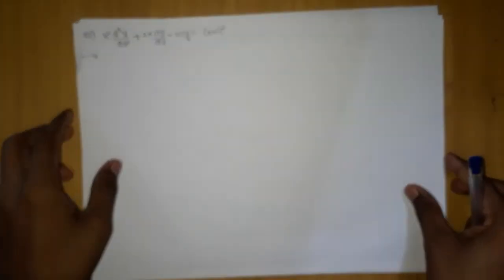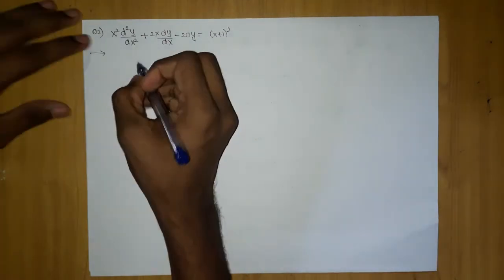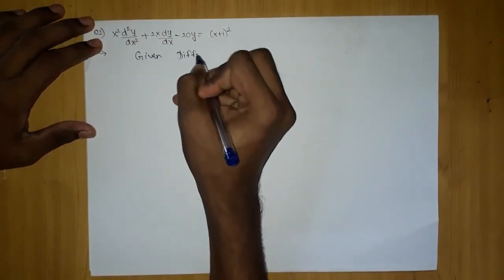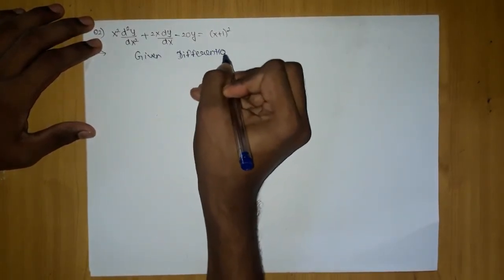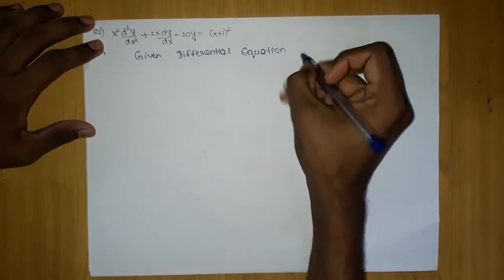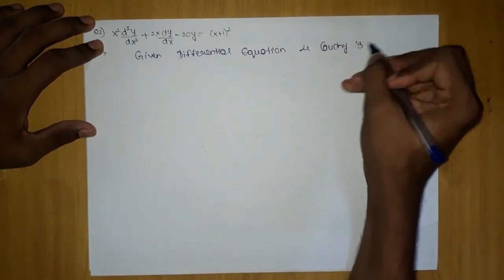So let's take the next question. The question is x squared d square y by dx square plus 2x into dy by dx minus 20y equal to (x plus 1) the whole squared. So what we are going to do: the given differential equation is Cauchy's differential equation.